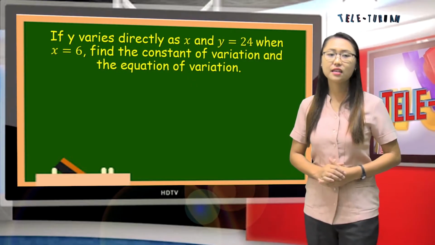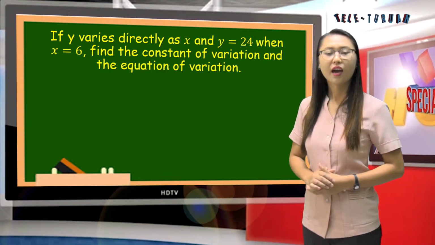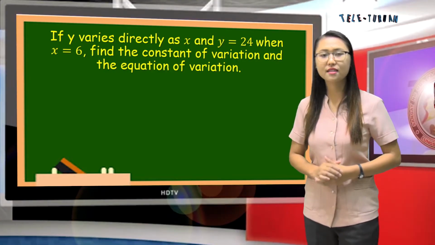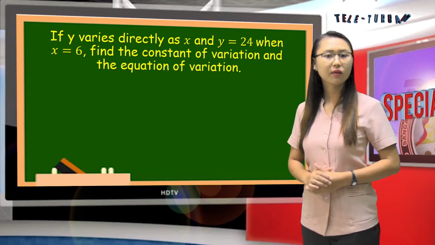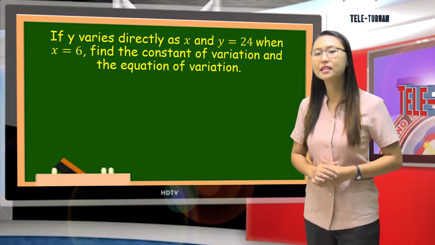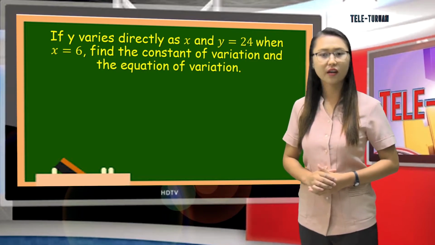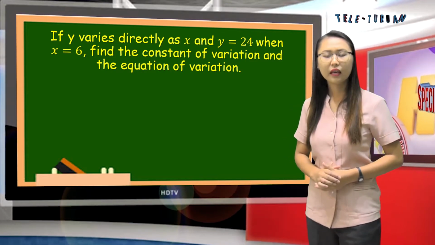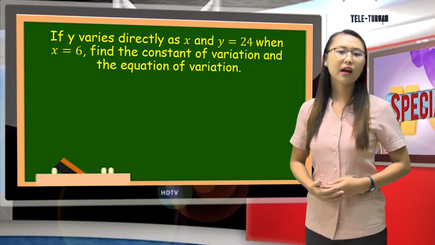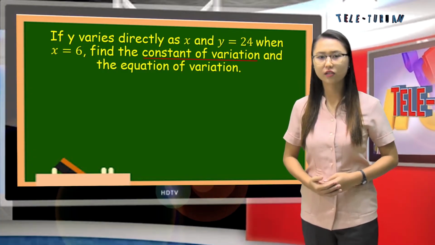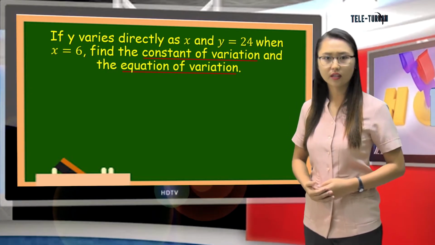Let us have this sample problem. If y varies directly as x and y is equal to 24 when x is 6, find the constant of variation and the equation of variation. In this problem, we are asked to find the constant of variation and the equation of variation.